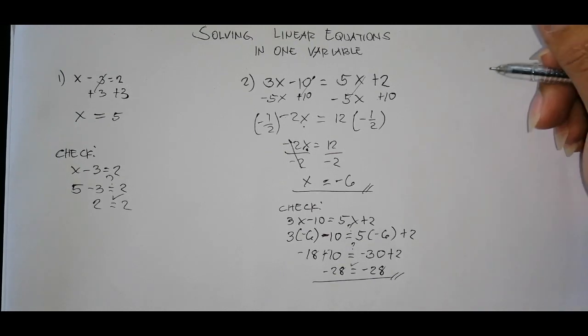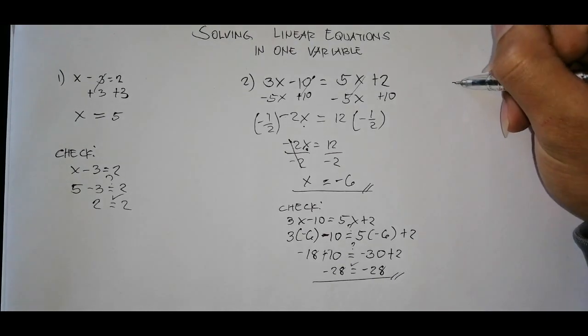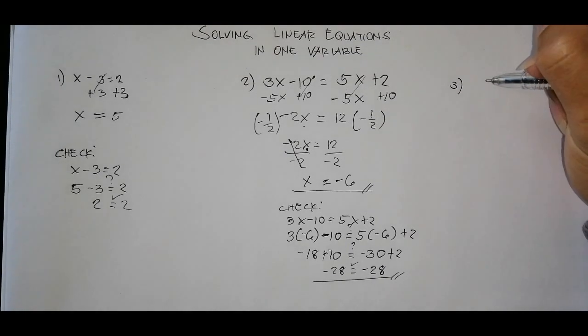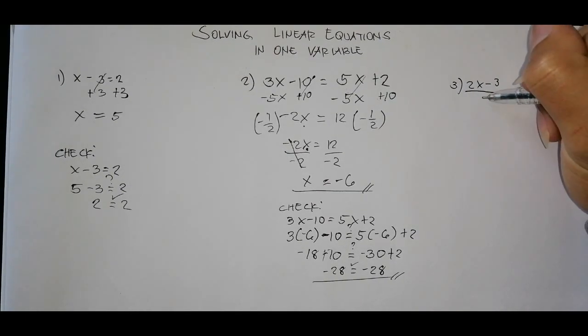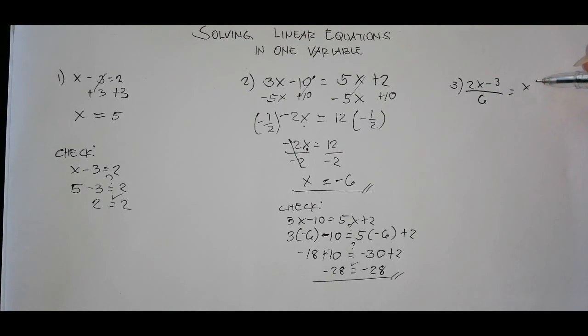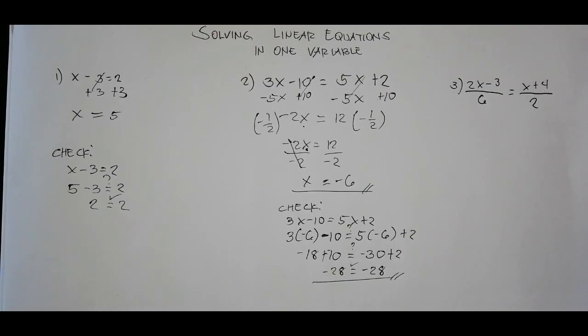Okay, so let's have an example. Last, we have example number 3. So we will be having the fraction 2x minus 3 over 6 equal to x plus 4 over 2. Okay, so as you can observe, we have here a denominator. So I can cross multiply this one.